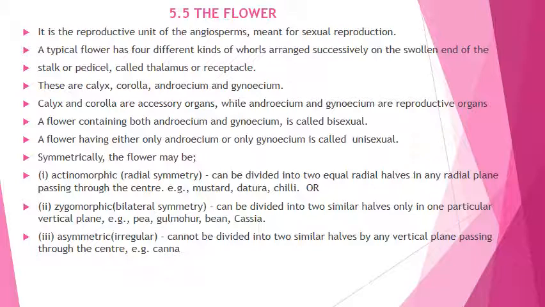Third and the last one is asymmetry. Asymmetrical means irregular. That means the flower cannot be divided into two similar halves by any vertical plane or radial plane, whatever it is. It cannot be divided into two equal halves. The example is canna.